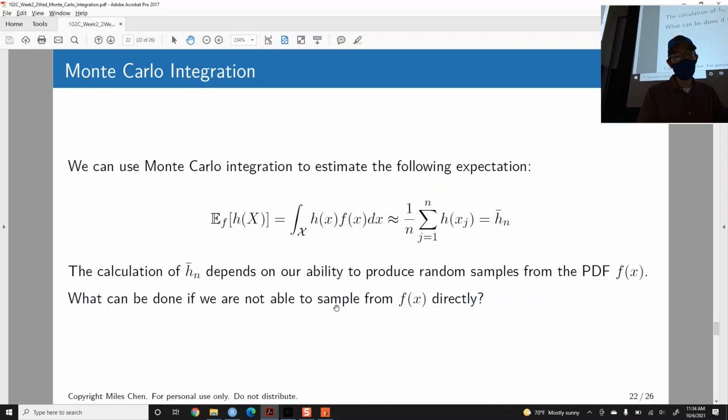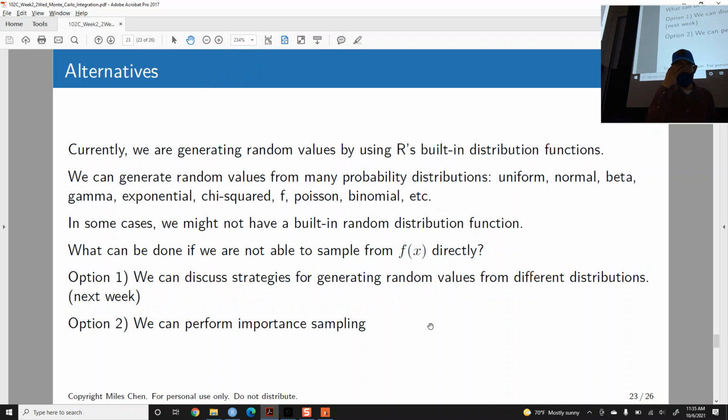What if we're not able to generate random values from f directly? We can't generate a random sample from this. What am I supposed to do? The answer is, well, generate values from a different sample, and let's use that. And then let's adjust for it later. And it will work. We're going to perform importance sampling. So, I'm sorry, we've got a couple options. Right now, so far, everything we've done is we're just using R's built-in distribution functions.